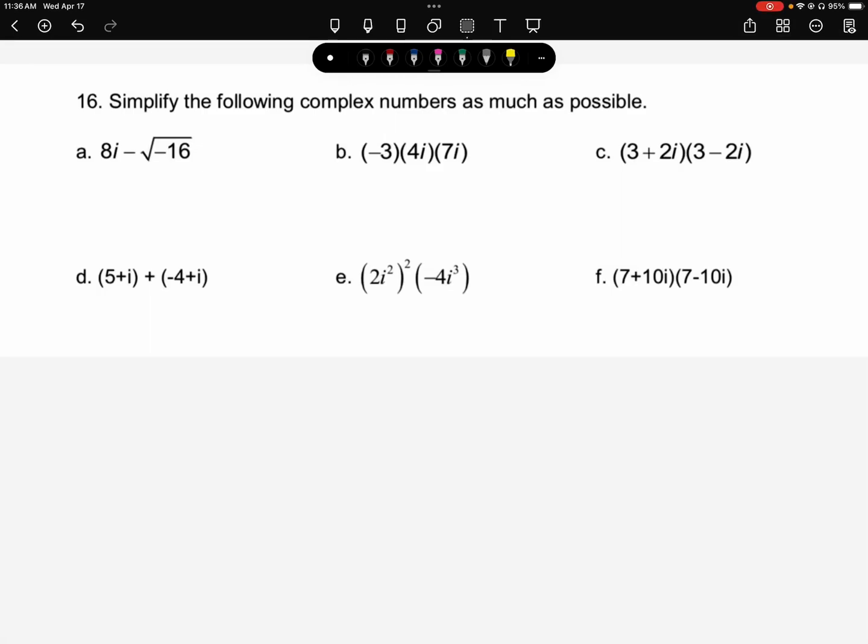This is problem number 16 from the Chapter 8, Section 1 review packet. It states, simplify the following complex numbers as much as possible. So we'll go through A through F on this problem.